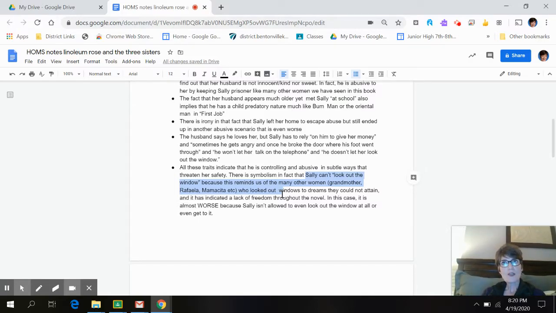But here, this man will not even let Sally get to the window, which even seems like a more subtle form of control. He doesn't even let her see what she can't have, much less look out, because maybe that would be longing for something that he knows she would leave him for. So we do see Sally, because it uses the word fear in the last paragraph. She sits at home because she is afraid to go outside without his permission.